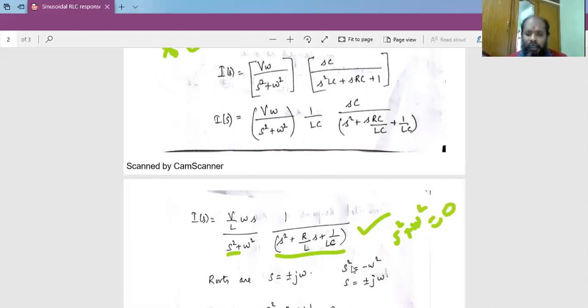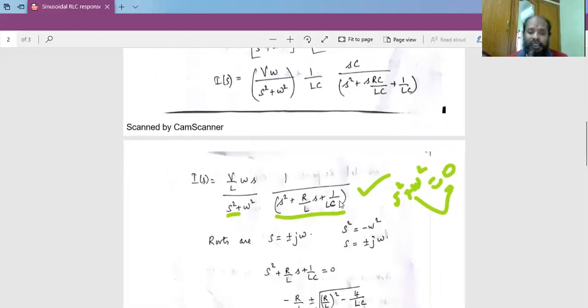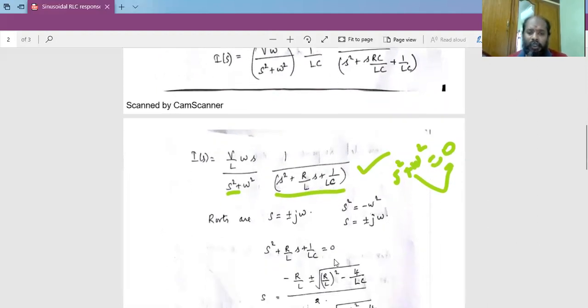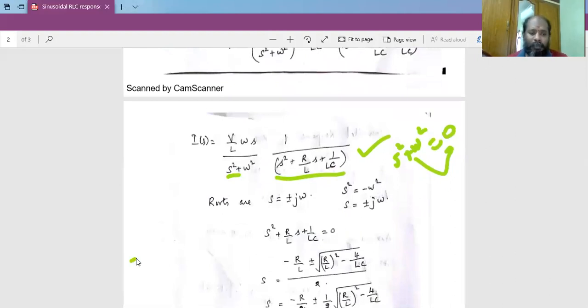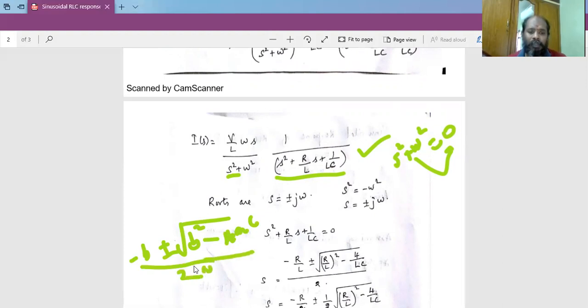If you apply that, you bring this side, s squared is equal to minus ω squared. You will get s is equal to plus or minus jω. It's a complex conjugate term. When you see this equation, if you equate it to 0, then using that formula, what is that formula? Minus b plus or minus square root of b squared minus 4ac divided by 2a.